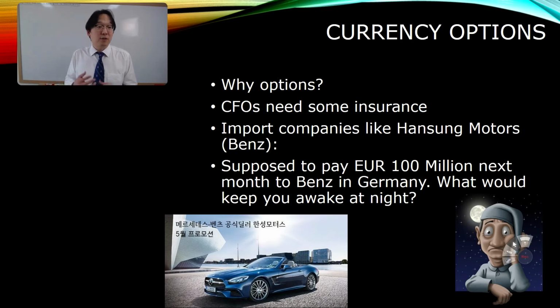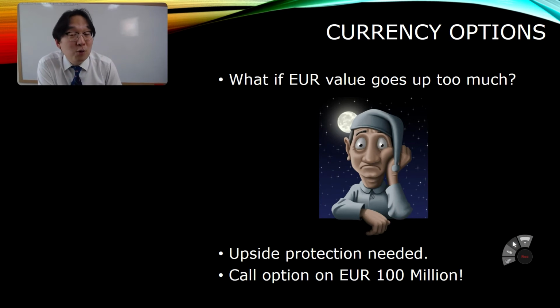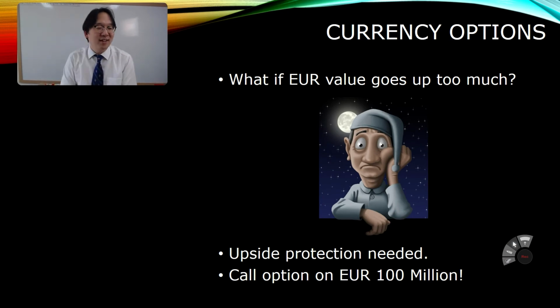and then you got successful, so you're selling so many cars that you're supposed to pay 100 million euro next month to Benz in Germany. As an importer, you have to pay them. You made a promise. Then what would keep you awake at night? What if the euro value goes up too much? It appreciates this time, and you have to buy euro with Korean won. Can you secure it cheaply? A call option would save you. That's the idea.